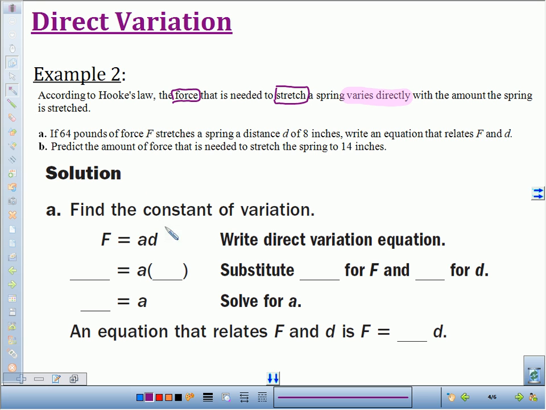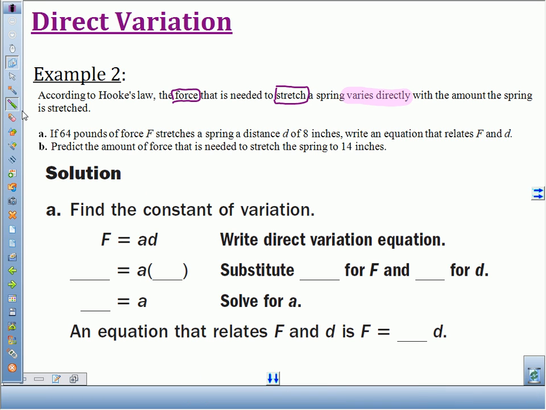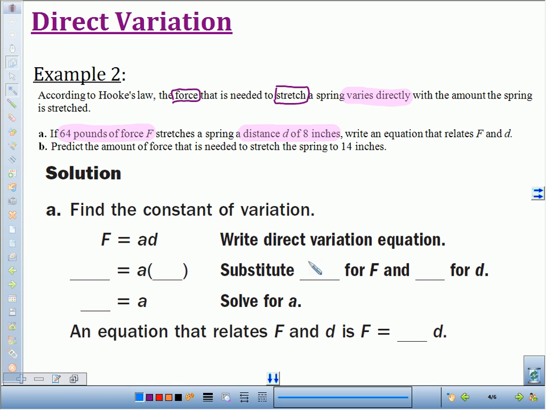Let's look at part A. Part A tells us that we have 64 pounds of force, and it stretches the spring a distance of 8 inches. So we have force, we have distance. What we do not have is a constant of variation. So that's what we have to find. Using the information we were given, we can just plug that right in. We'll substitute in 64 for F because we have 64 pounds of force. We will substitute in 8 for D because we have 8 inches of stretch.